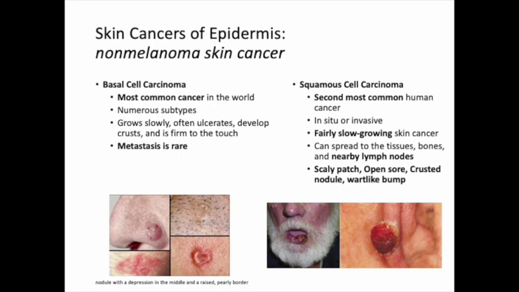Most of the time, it's the head and neck areas that are going to present with squamous cell carcinoma about 75% of the time, but also your hands are about 15% of the places where you might see a squamous cell carcinoma. You will see in patients with squamous cell carcinomas very scaly patches, open sores, crusted nodules, or wart-like bumps. And so they don't always look the same, and sometimes it's a combination of those types of presentation. It can spread to your tissues, bones, and the lymph nodes in those areas as well.